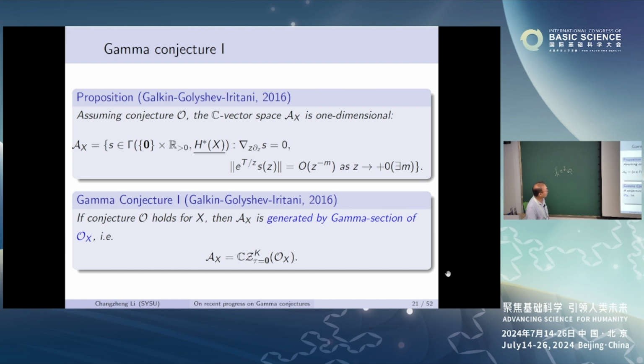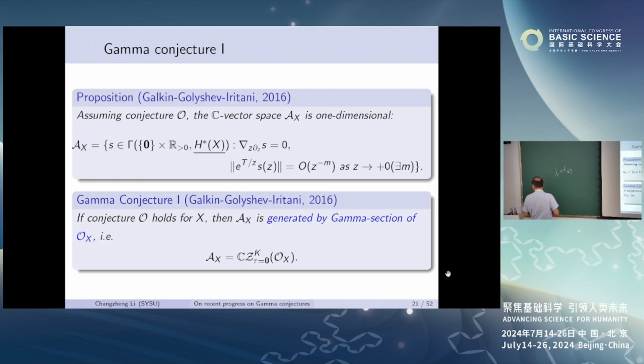Then if Conjecture O holds, this is one-dimensional, and gamma conjecture 1 just says that this one-dimensional subspace is generated by the gamma section of X, in the sense that it is generated by this class. So this is a vector space, and this is a one-dimensional subspace in the vector space, but this is just the lattice. Let this one-dimensional vector subspace happen to pass through a point in the gamma hat integral structure. In this way.